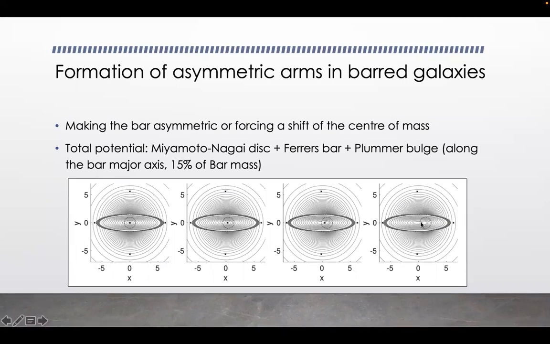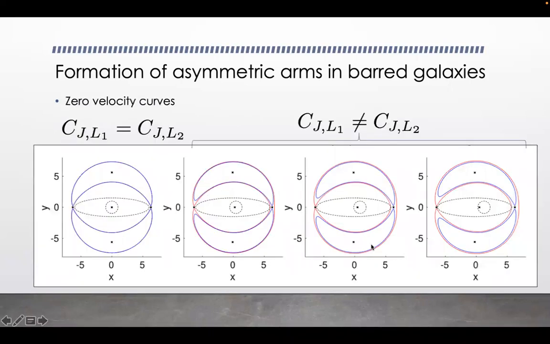So you can see how the isocontours change when you displace this Plummer bulge, which is a way to shift the center of mass of the galaxy. What we did with these four models, or this model with four different parameters, is to go back to my thesis. Let's compute the position of the Lagrangian points and the zero velocity curves. When everything is symmetric, the Jacobi energy of the two Lagrangian points is the same, and you have here the forbidden region, the zero velocity curve, and here you will have the Lyapunov orbits.